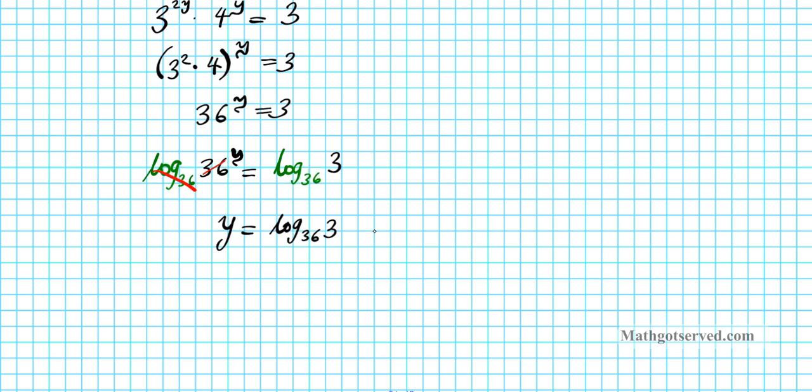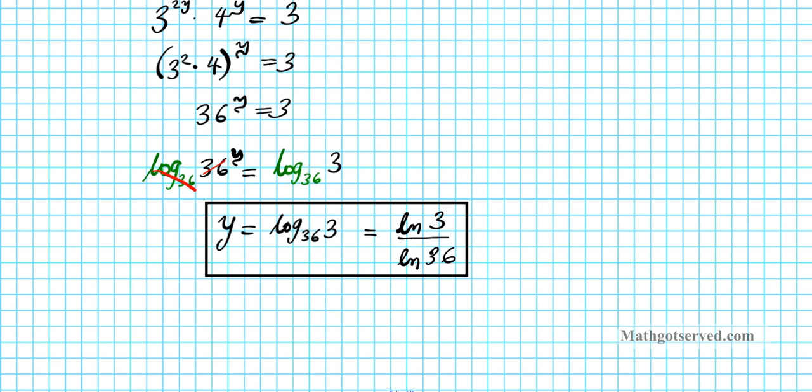And if you want to use the change of base formula, you can also express this as the natural logarithm of the argument of the logarithmic expression, which is 3, divided by the natural logarithm of the base, which is 36. So these two mean exactly the same thing. Two ways of writing the same answer, all right? So that is the value of y.